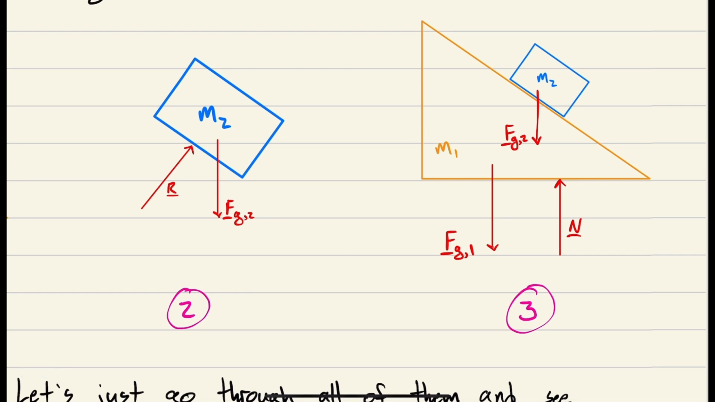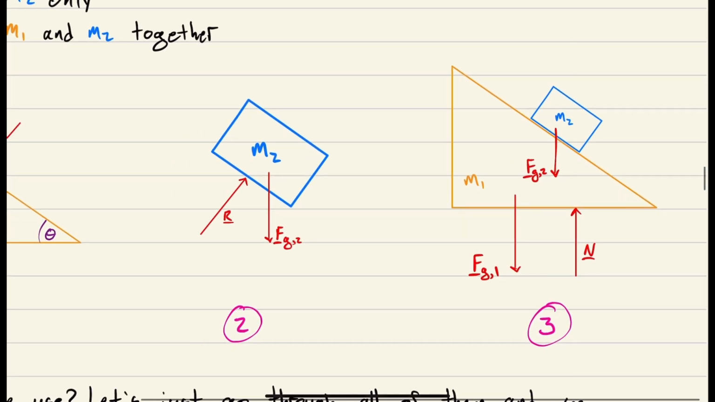And so here we have the force of gravity acting on M1, that's this one. The force of gravity acting on M2, that's this one. And we have the normal force. Notice that we no longer have R because R is an internal force, right? When we look at the system as a whole, that's an internal force, and it's not something that's acting on the system externally. So this is our free body diagram.